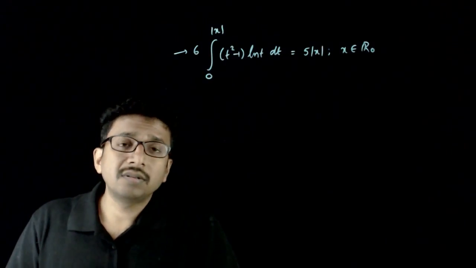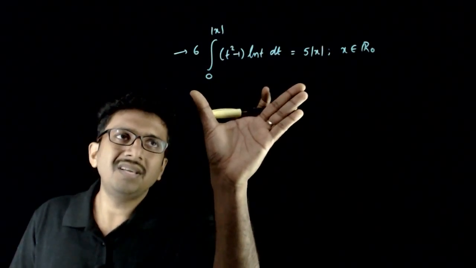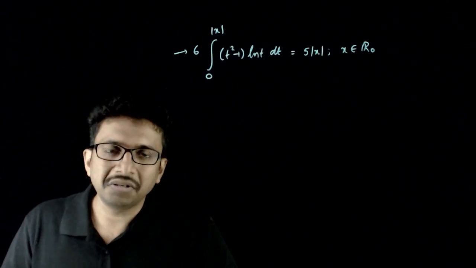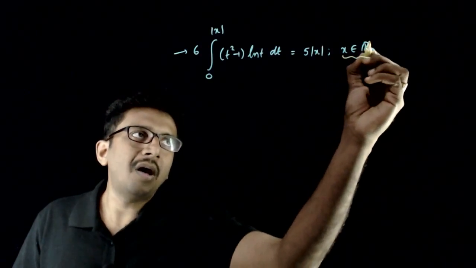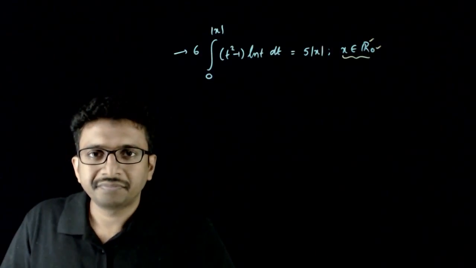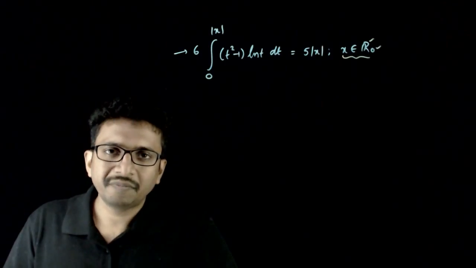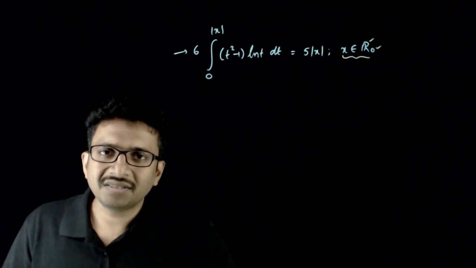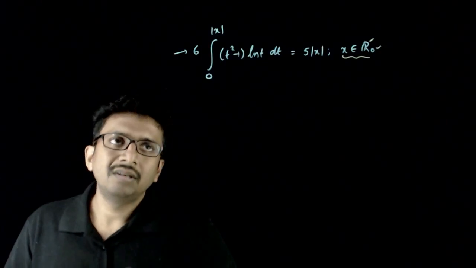So welcome students. In this question you are asked to find the number of solutions to this equation where x belongs to all real numbers except 0. So 0 is not allowed. So how many solutions does this equation have? So what shall we do?